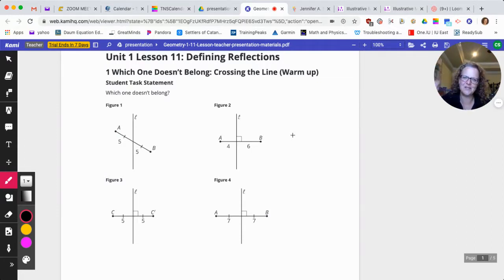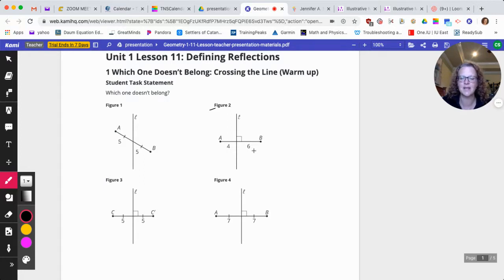See, precise language. L is a line. AB is a segment. AB is cut into perfect halves. So line L is the midpoint of AB because we see that little tick mark there and that little tick mark there. That means this is 5 units, that's 5 units. And if I look over here, this is 4 and that's 6. So it's not a perpendicular bisector.